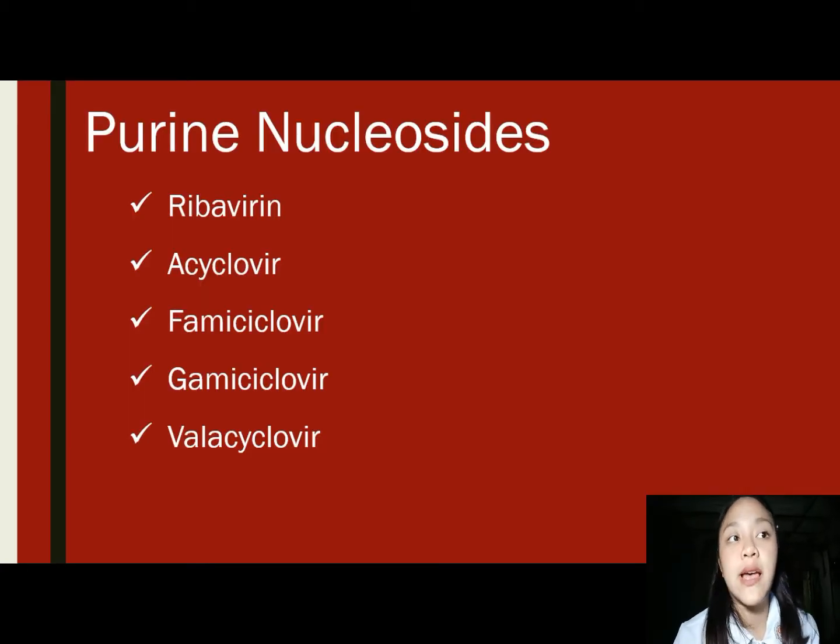Purine nucleosides are drugs that interfere with the steps of nucleic acid DNA synthesis. These drugs are effective for CMV retinitis in patients with AIDS. All of the drugs here are administered orally with the exception of ribavirin and ganciclovir. Ribavirin is administered by aerosol and ganciclovir is administered through IV.